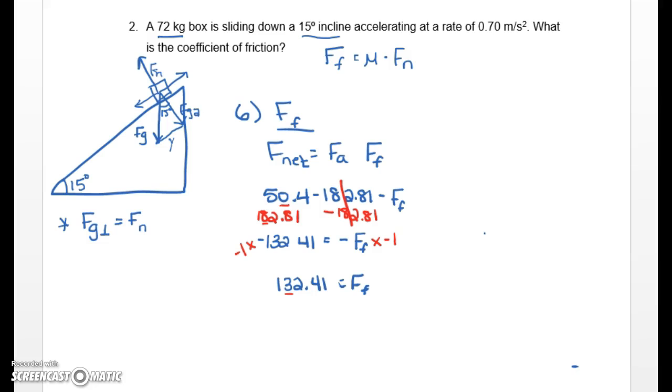Alright, so now we just need to finish off this question, and that is getting to this first equation that we wrote down in the beginning, which was finding our coefficient of friction. So our frictional force is equal to our coefficient of friction times that normal force. In step 6, we had found the frictional force, which was 132.41. Our coefficient of friction is what we were looking for. And in our previous step, in step number 3, we had found our normal force to be 682.25.